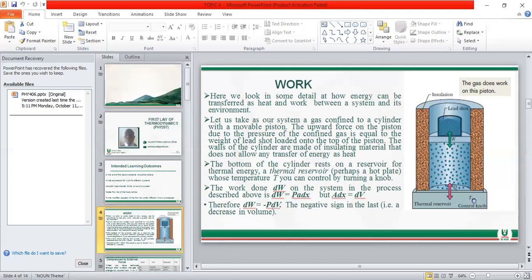Now, we are trying to describe work done here as a product of the pressure and the area. Now, we are saying A dx equals dV. So the whole of this A dx here is replaced by what? dV.